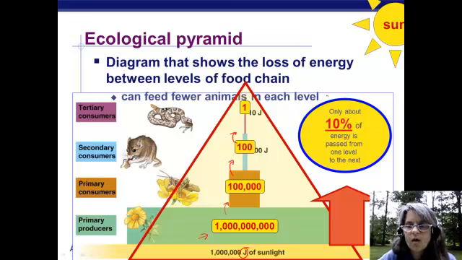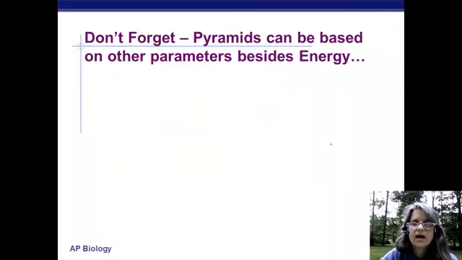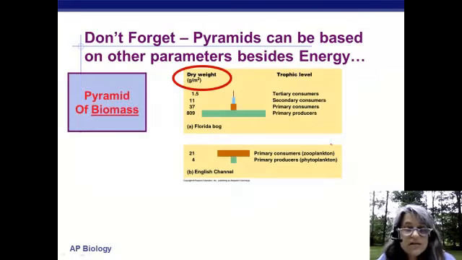In reality, only about 10% of energy is passed from one trophic level to the next, generally speaking, okay? Don't forget that these pyramids can be based on other parameters besides energy. We can physically go out into a field and weigh all the different creatures. We can weigh the primary producers, like the plants, the primary consumers, the herbivores, the secondary consumers, the tertiary consumers, if we get up that far.